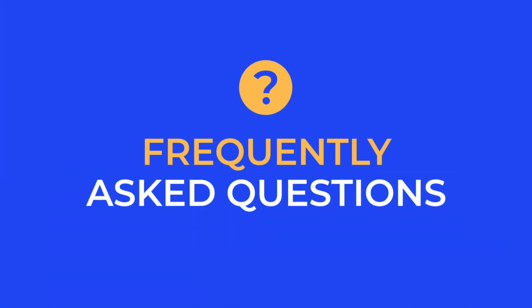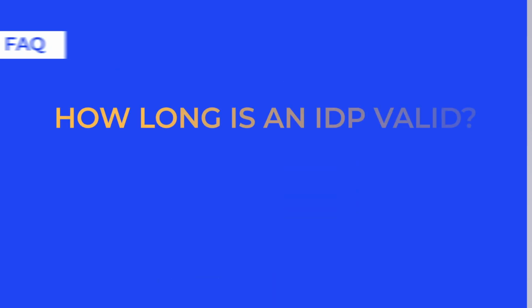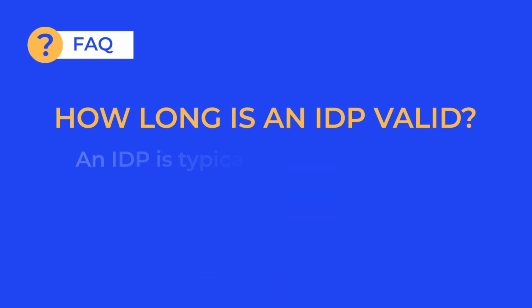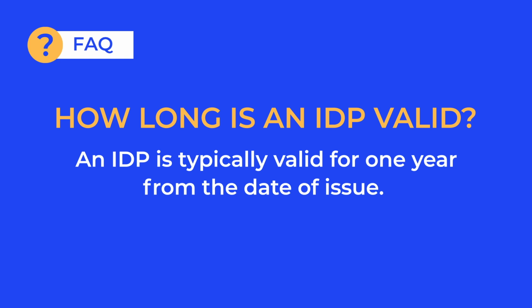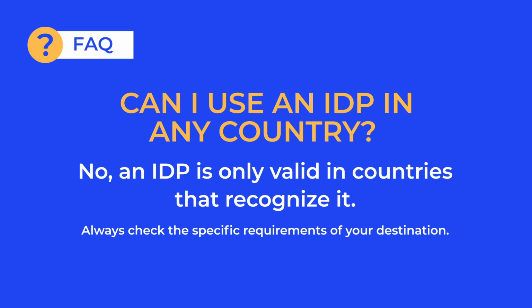Frequently asked questions. Here are some frequently asked questions about getting an IDP for the USA. How long is an IDP valid? An IDP is typically valid for 1 year from the date of issue. Can I use an IDP in any country? No, an IDP is only valid in countries that recognize it. Always check the specific requirements of your destination.